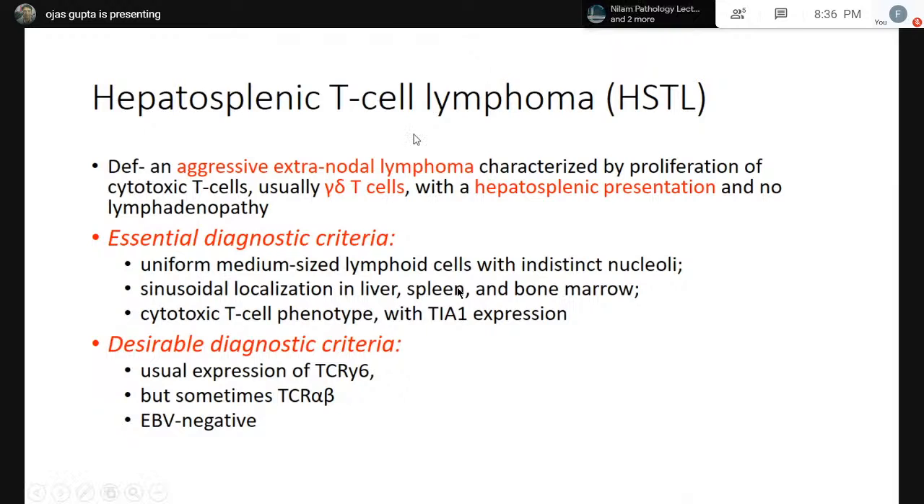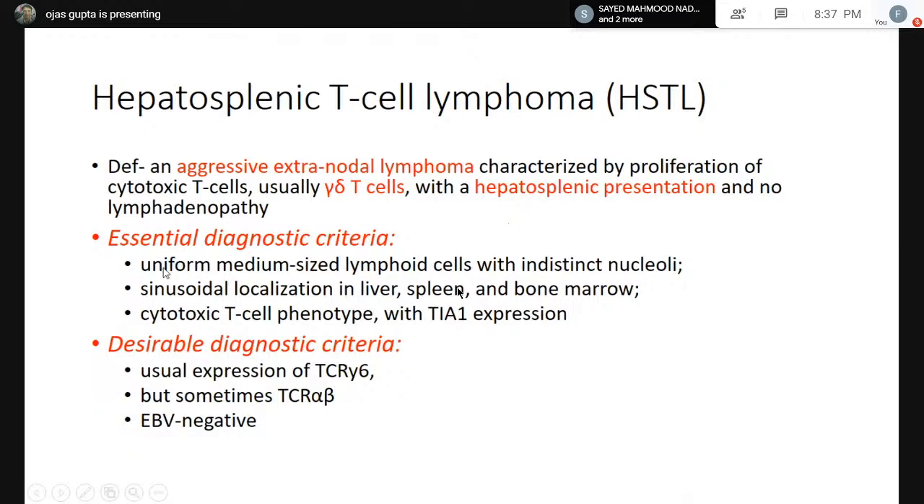First is hepatosplenic T-cell lymphoma. These are aggressive extranodal lymphomas which are characterized by proliferation of cytotoxic T cells. These are usually gamma delta T cells. If you can recall, these gamma delta T cells are usually seen in the mucosa, spleen and skin, with a hepatosplenic presentation and no lymphadenopathy.